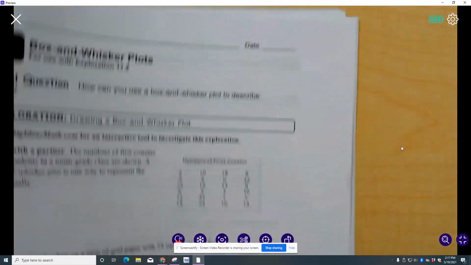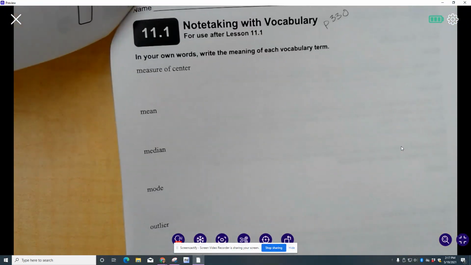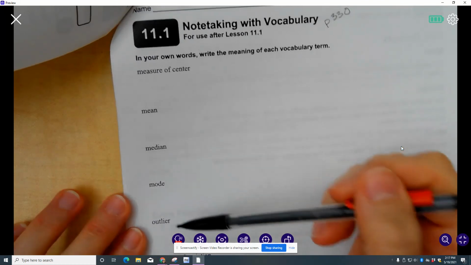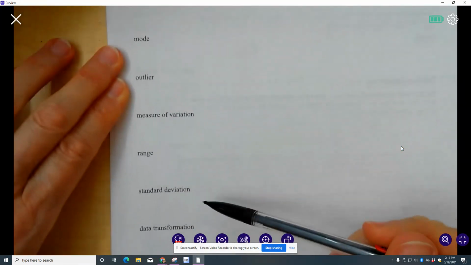All right, those are the high points of 11.1. So just a quick recap here. This is everything we talked about. We found mean, median, mode. We talked about outliers. We found the range. We talked about standard deviation. That is it.